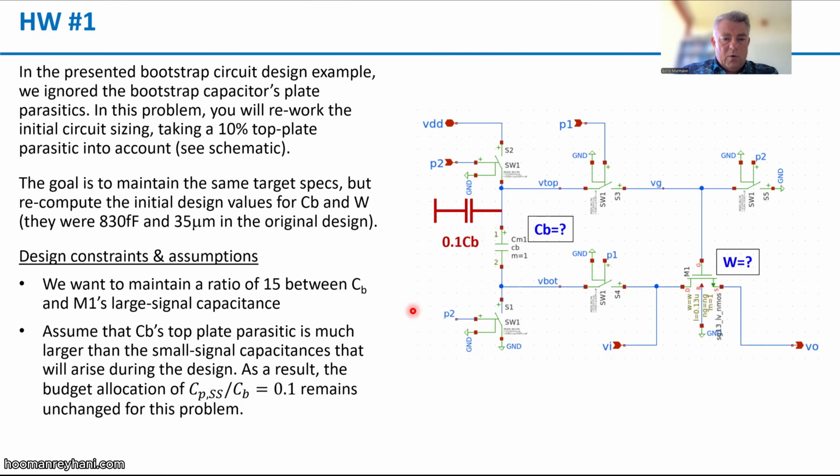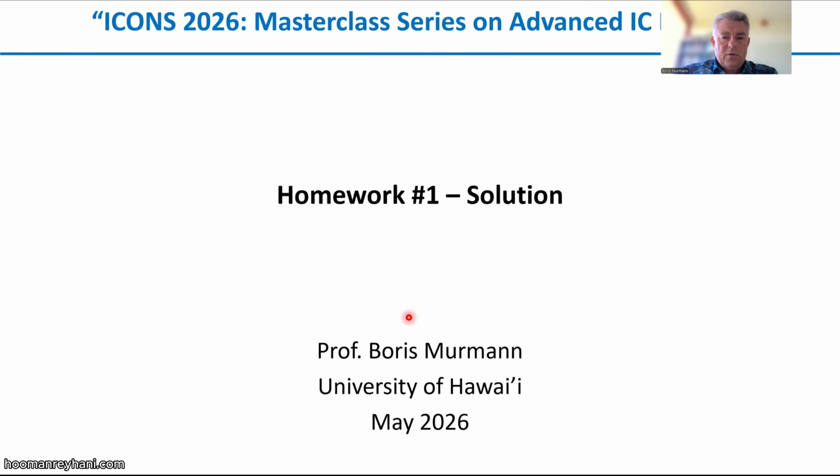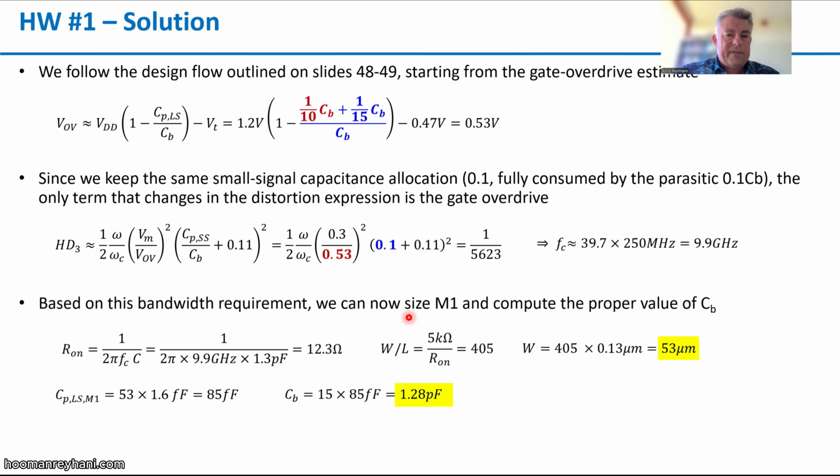All right, so here is now the solution to this problem. So we have our starting point, as in the original example, with estimating the gate overdrive voltage. And so this is the formula from the lecture notes. And so the new thing now is that we have this 10% of parasitic here included in red, and that gives us an overdrive voltage of 0.13. It was a little bit larger in the original example.